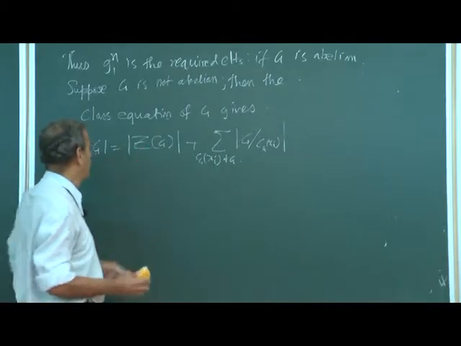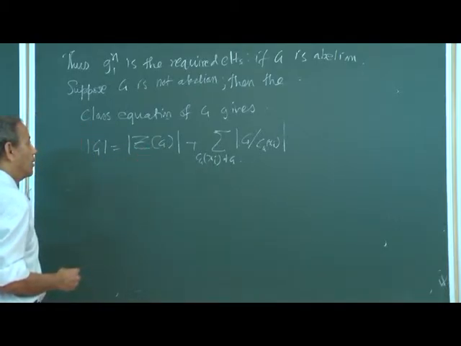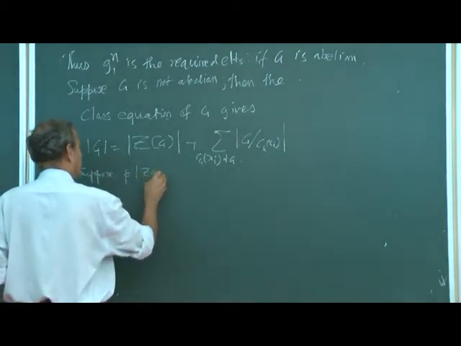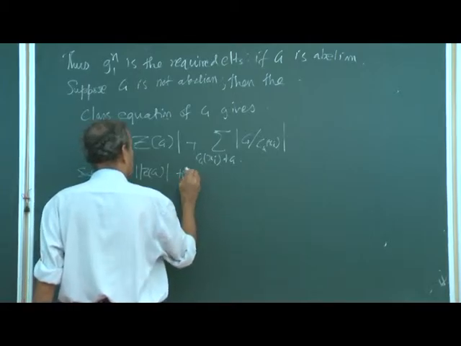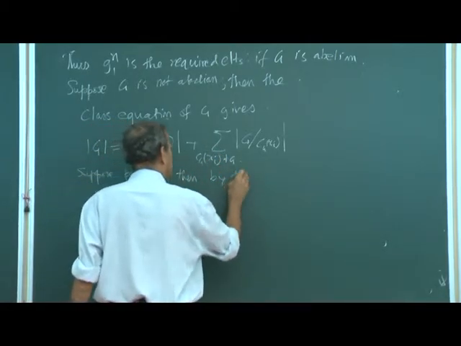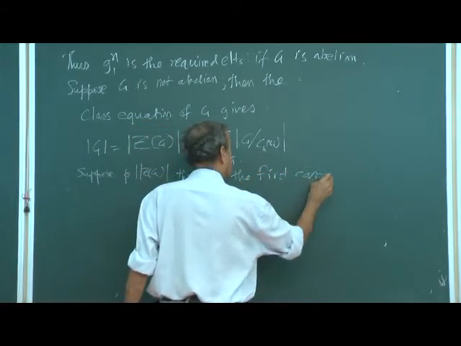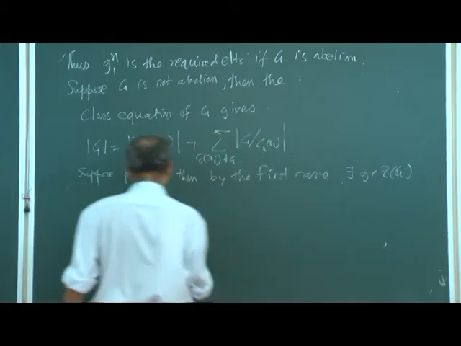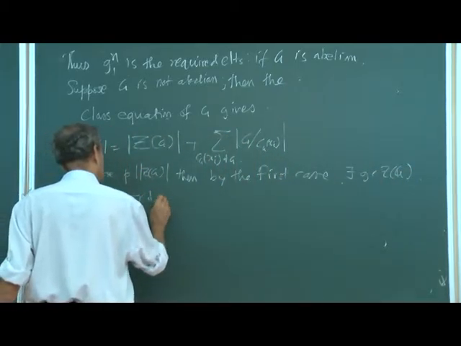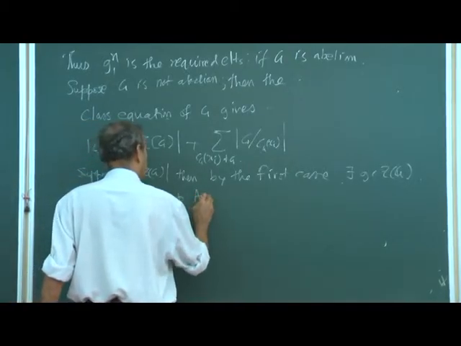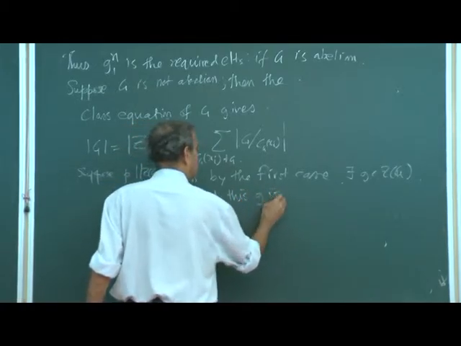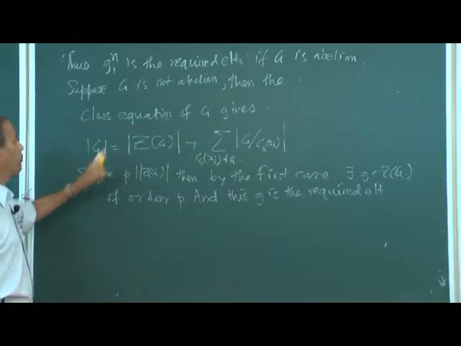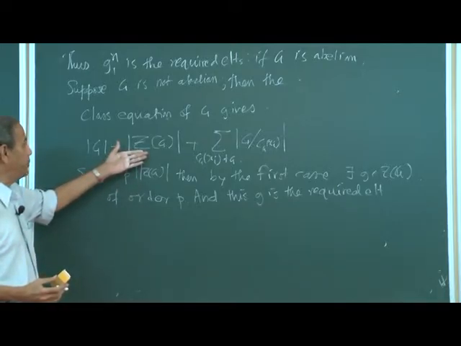Suppose P divides mod ZG, then by the first case, because there exists g in ZG of order P, and this g is the required element. So we have finished the case when P divides mod ZG.